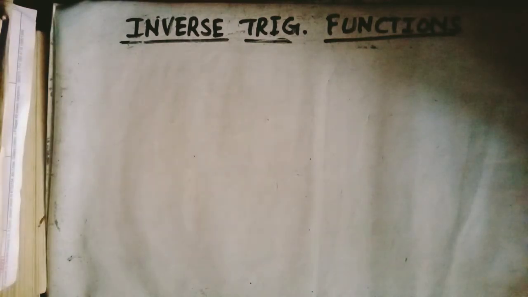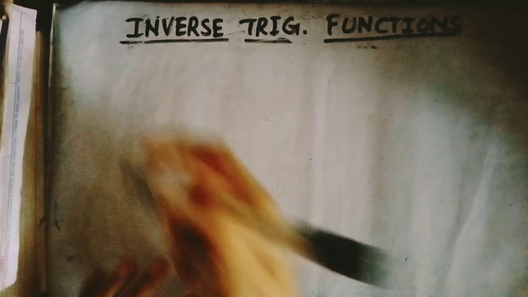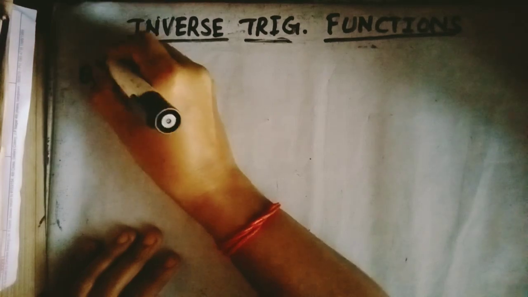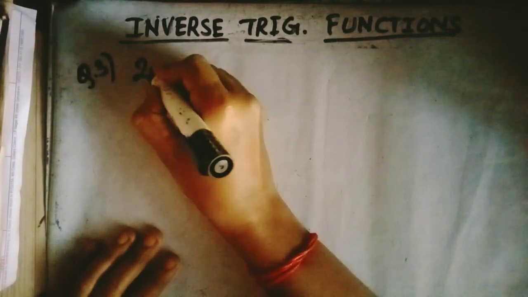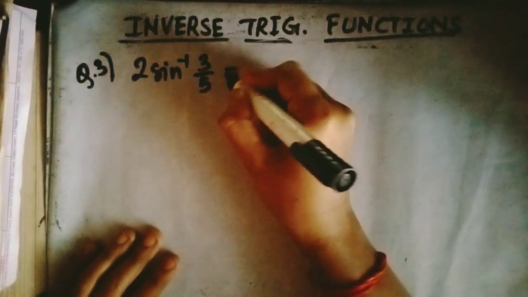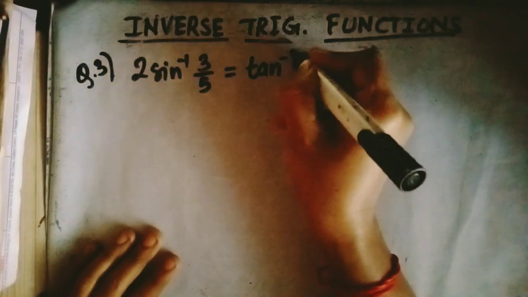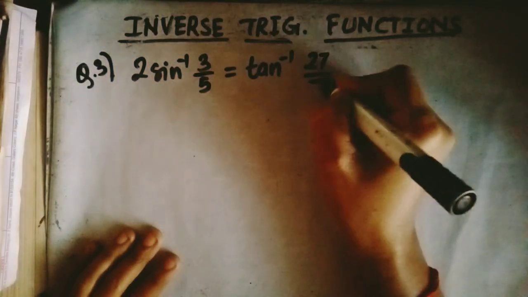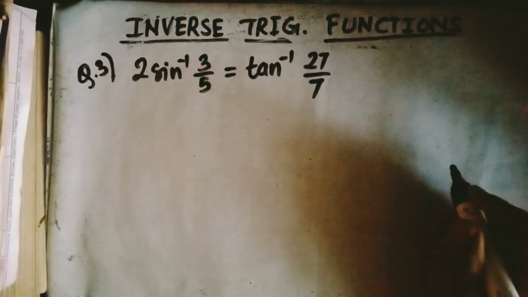Hello students, so we'll do some of the questions in miscellaneous exercise. I will start with question 3. Prove that 2 sine inverse 3 upon 5 is equal to tan inverse 24 upon 7. So we have to prove this.